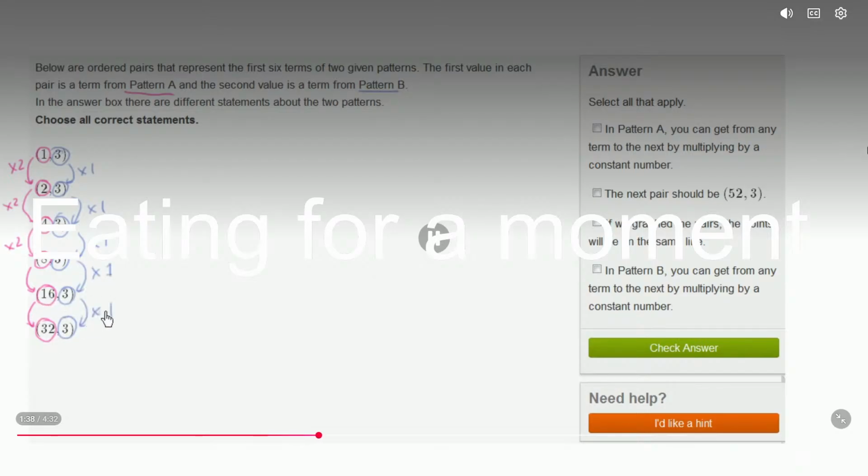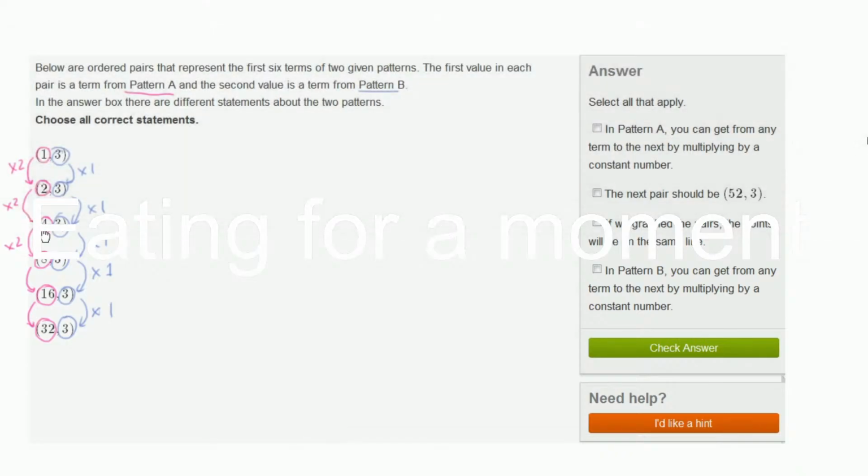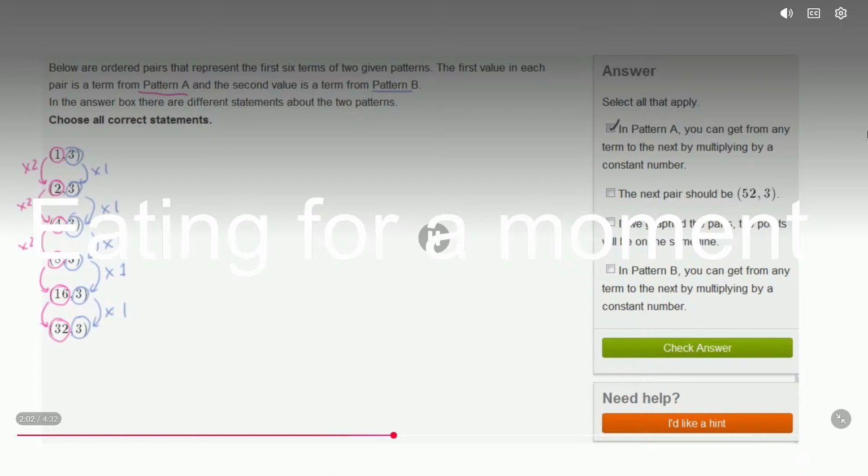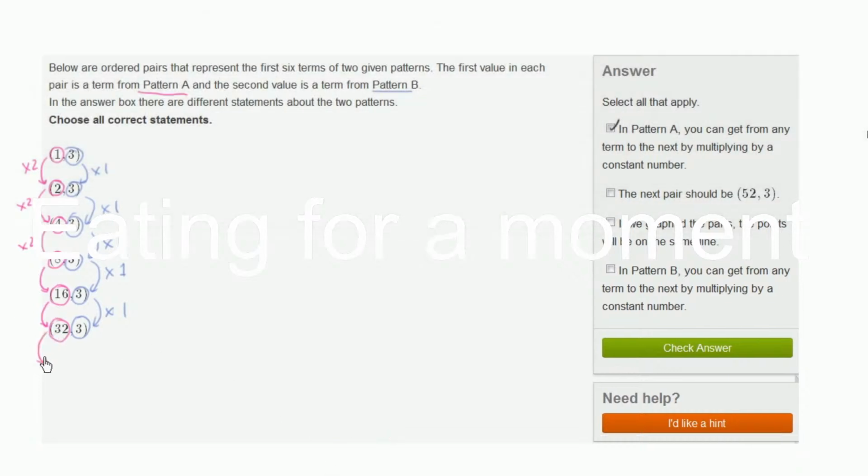So now that we've looked at these pairs, which show the corresponding terms for pattern A and pattern B, let's look at the choices here and see which of these apply. In pattern A, you can get from any term to the next by multiplying by a constant number. Well, that looks right. We go from the first term to the second term by multiplying by 2. Then we multiply by 2 again to get to the third term. Then we keep multiplying by 2. So that constant number is 2. The next pair should be 52, 3. So let's think about this. If we keep doubling for pattern A, it's going to be times 2.